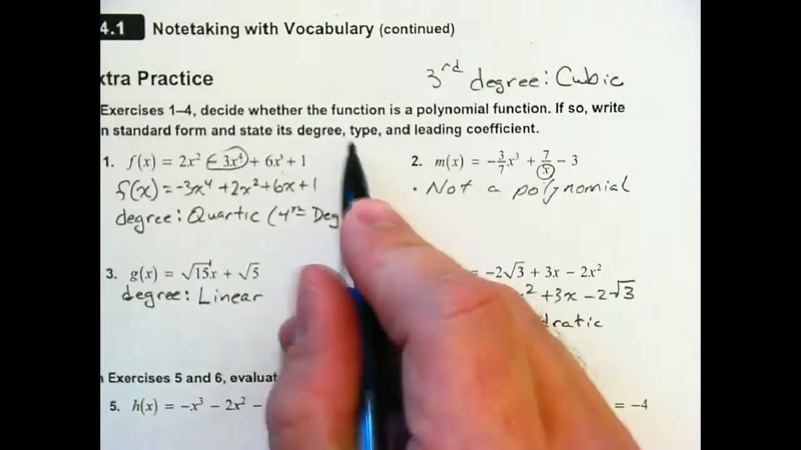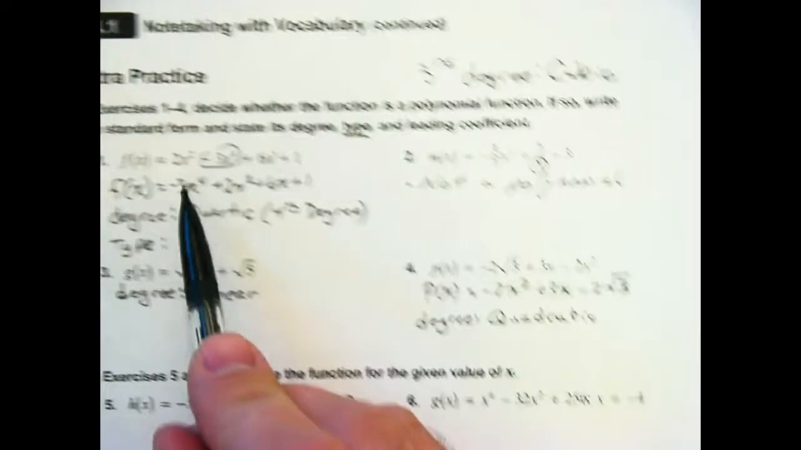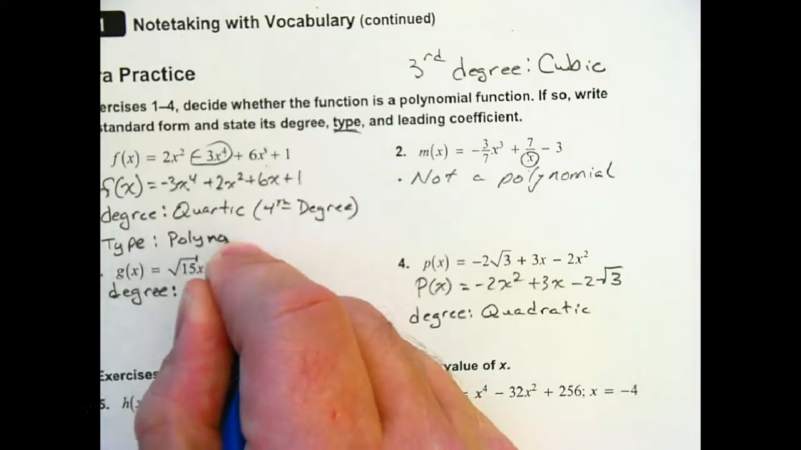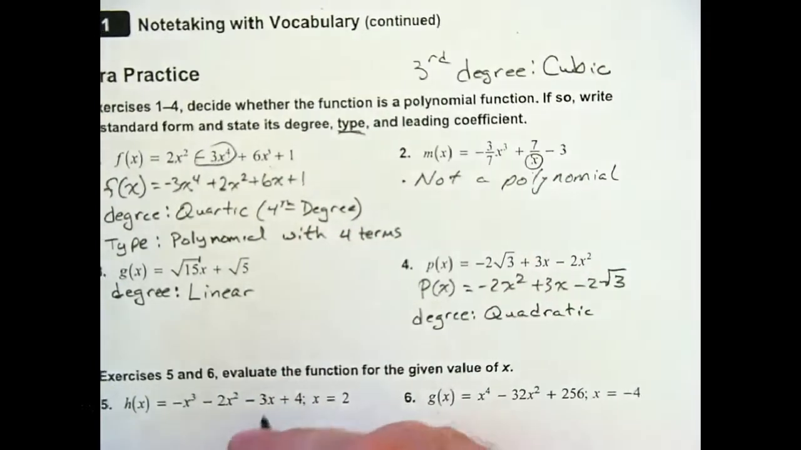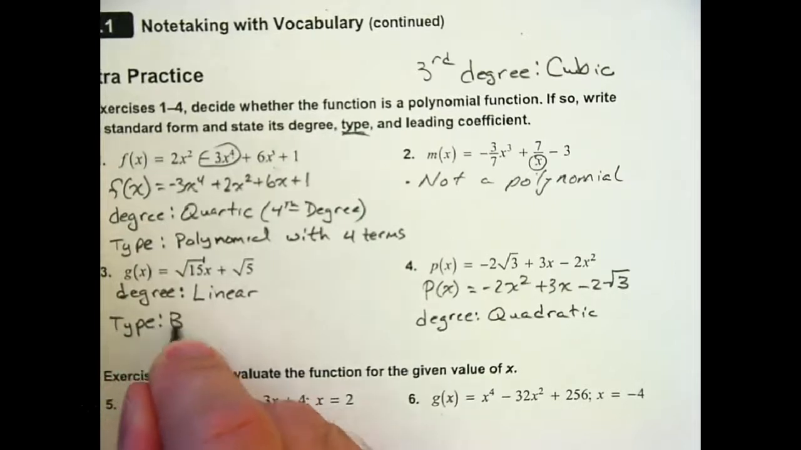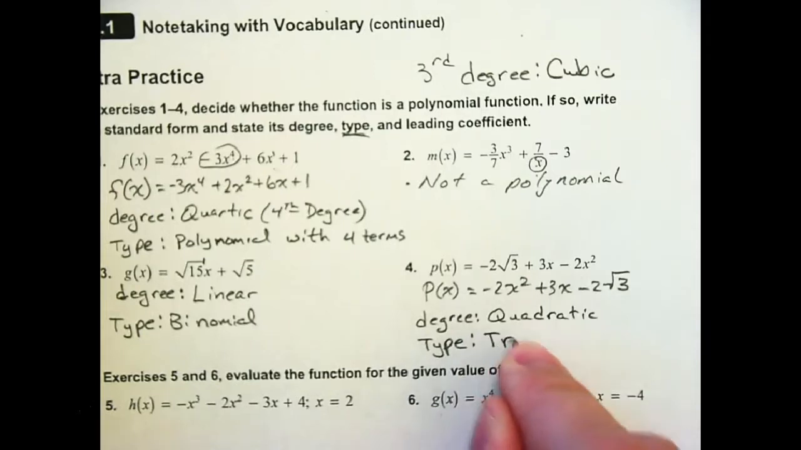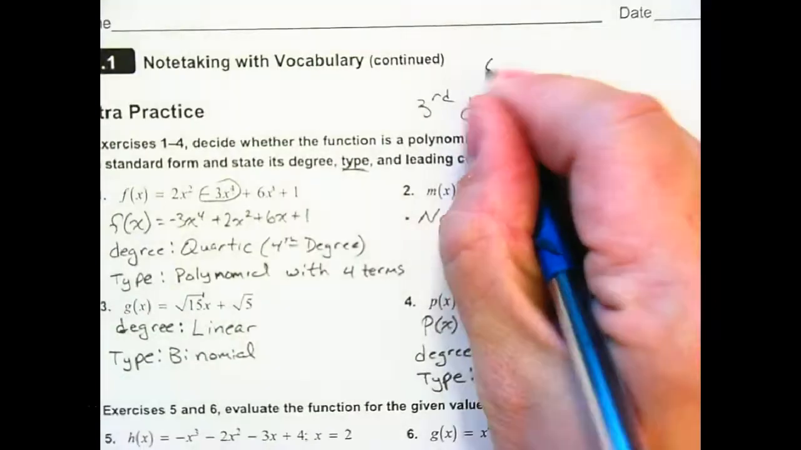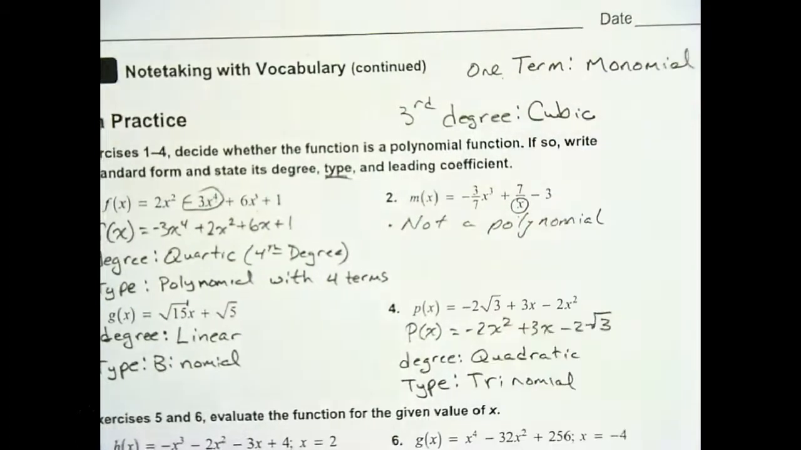From there, in terms of the type of polynomial, you count up how many terms there are after you've simplified it. There's 1, 2, 3, 4 terms. We will just call that a polynomial with 4 terms. Now, if there are 2 terms, like on this one, we will call that a binomial. Bi meaning 2. If there are 3 terms, we call it a trinomial. Tri meaning 3. Now, what if there's only 1 term? One term we call a monomial.